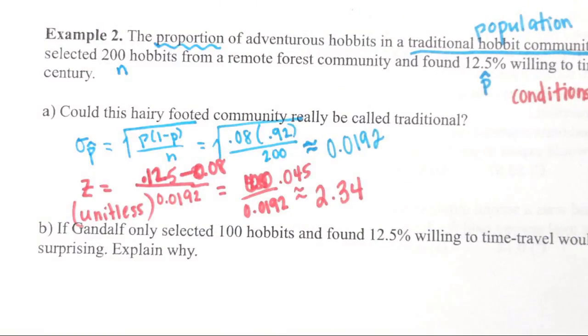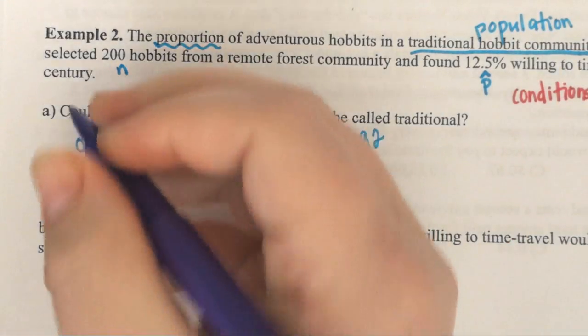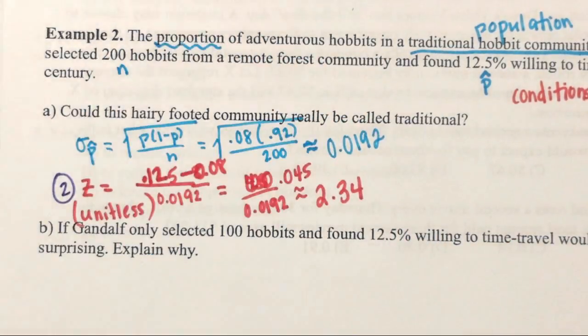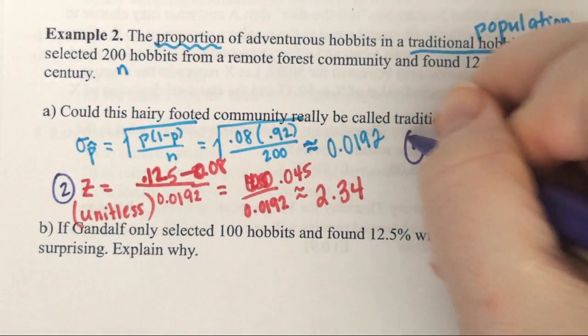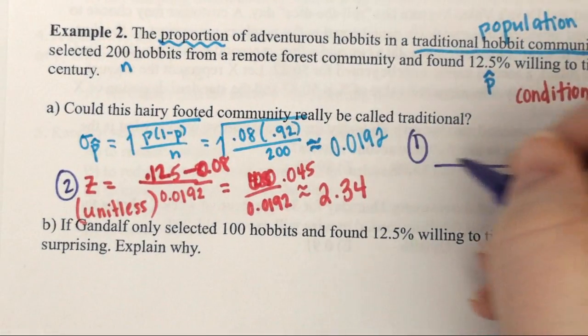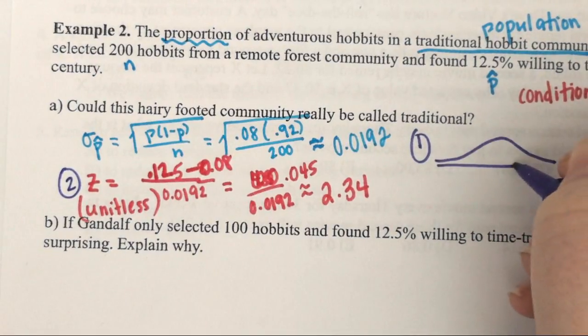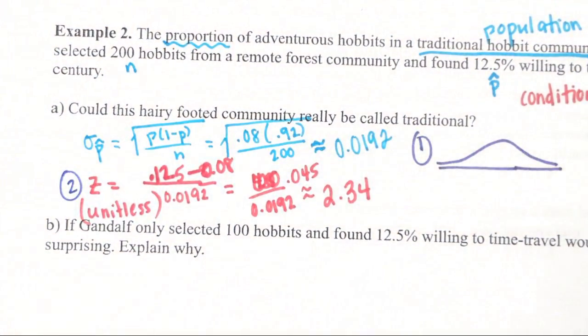Okay, so then you're like, okay, Miss Compton, I've done my z-score. You said that was step 2. Step 1, you said something about drawing a picture. You know I like to draw me a normal curve. That's the ugliest normal curve I think I've ever drawn. It's pretty flat, but it's okay.